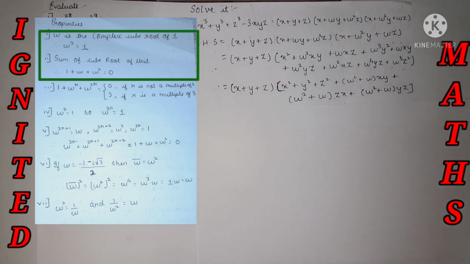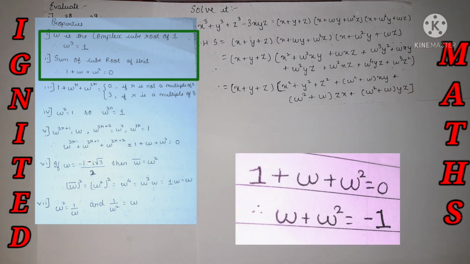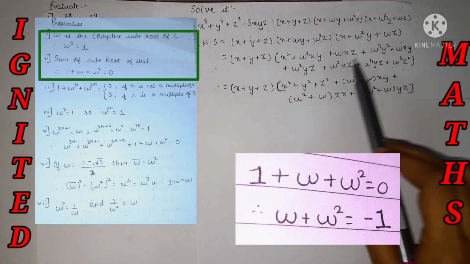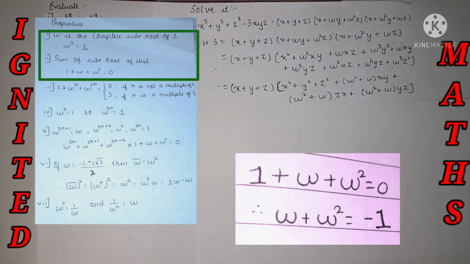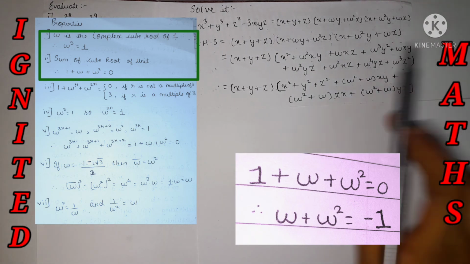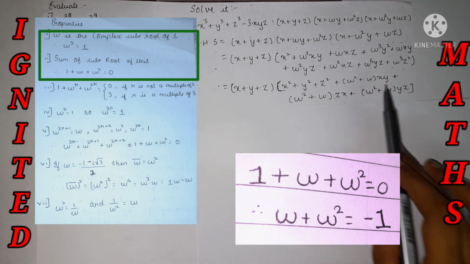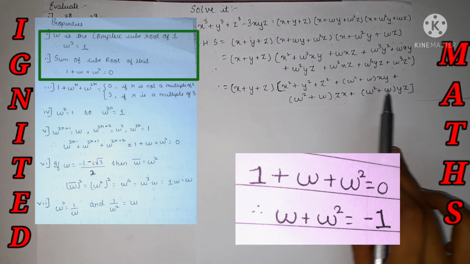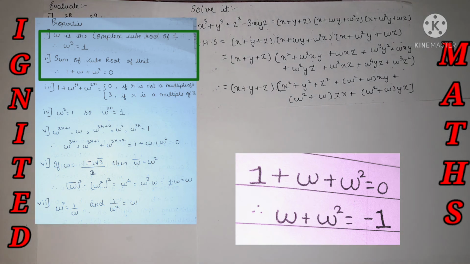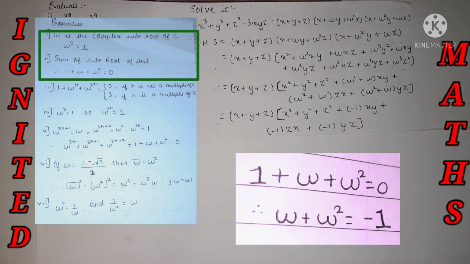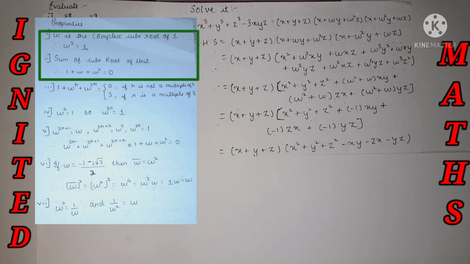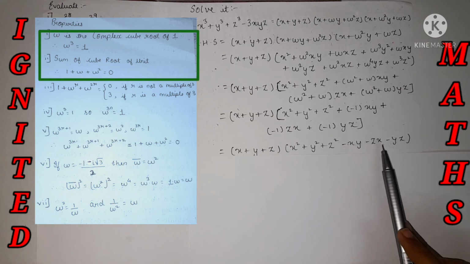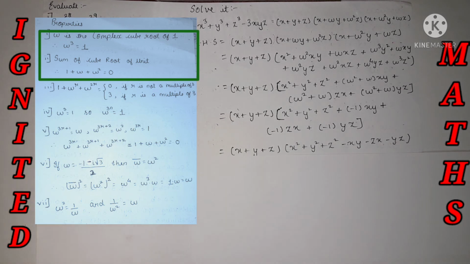Can I use the property? Yes, 1 plus omega square is equal to 0, as we have seen, but omega square plus omega is equal to -1. Yes, now we can apply the property. So I have applied the property not only for this term, even over here it's also applicable. So I have applied it here too. We have done it, and after doing the calculation it is nothing but minus xy minus zx minus yz.